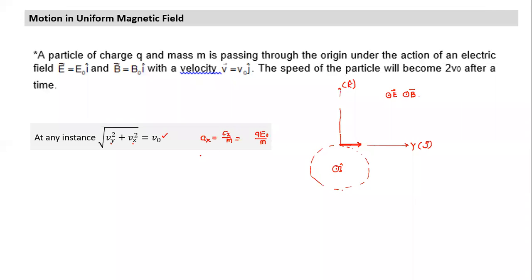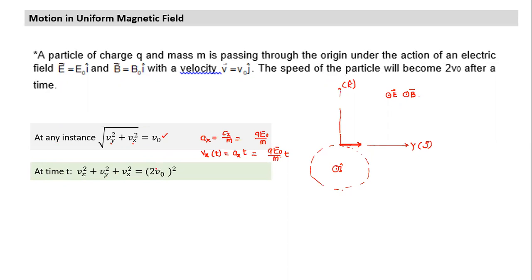So what will be the velocity at any time t? Vx at any time t will be equal to how much? Initially, there's no velocity in the x direction, so ax into t. That will be the velocity. In these two, the square of the sum will remain the same. So what we need to calculate at time t: what will be the kinetic energy at time t?